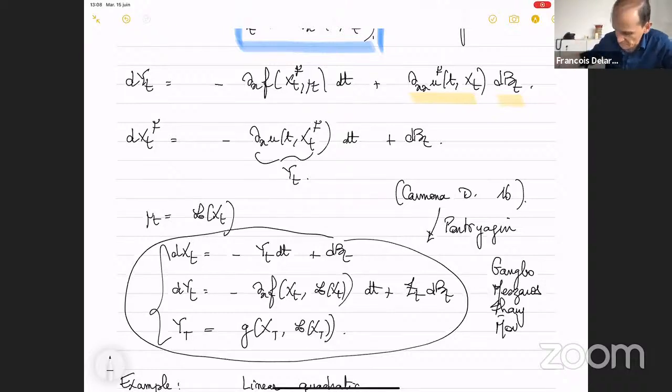Now, the very last point I have to say is that another advantage of the probabilistic formulation is for passing to the limit. So this is the north face that I mentioned a few minutes ago.